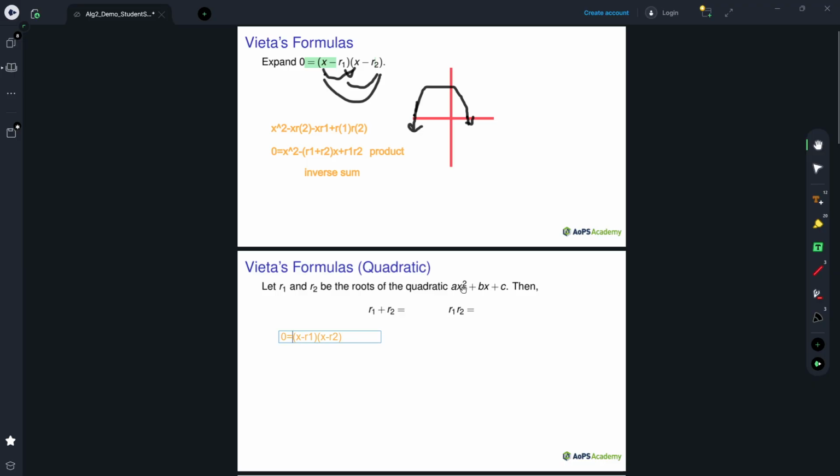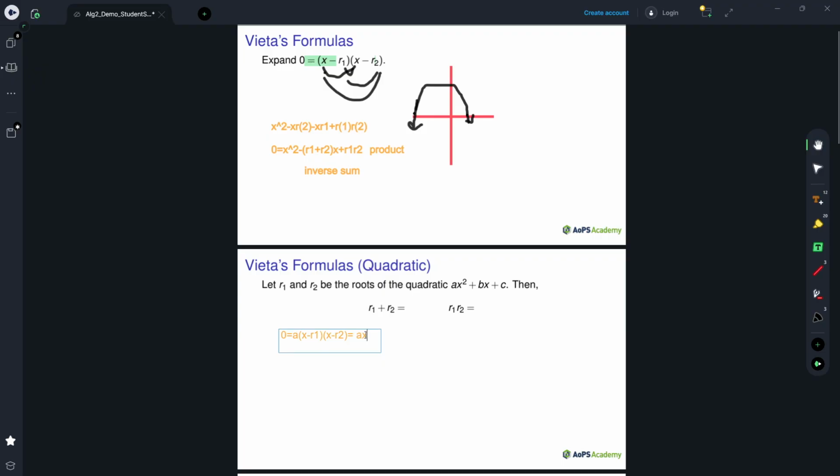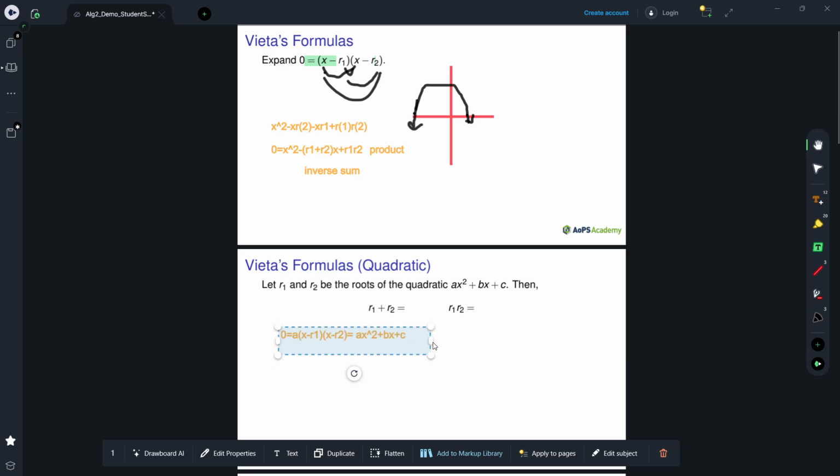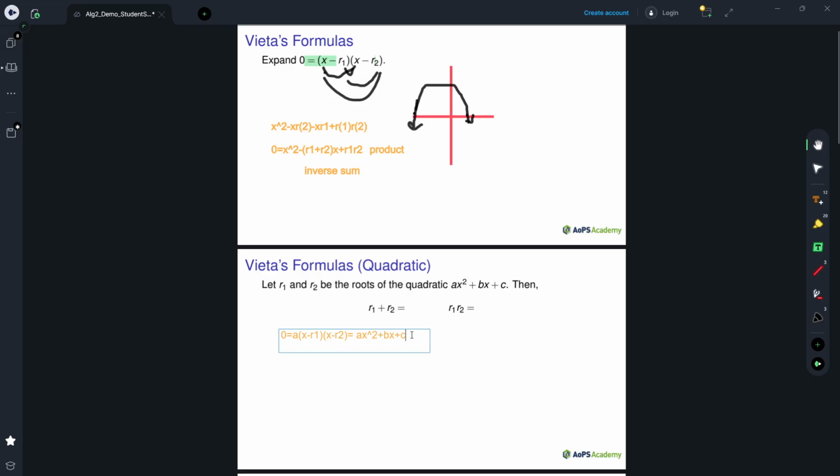That way, when we multiply this out, we're going to have an a value at the front that's applied to all of these. So we got an a value, a times x minus r1 times x minus r2, and that's the only way that we can get an a value onto the ax squared, right? So 0 equals a times x minus r1 times x minus r2, which is also equal to ax squared plus bx plus c. And I'm going to make this text box a bit bigger. Right, so that's what we got.